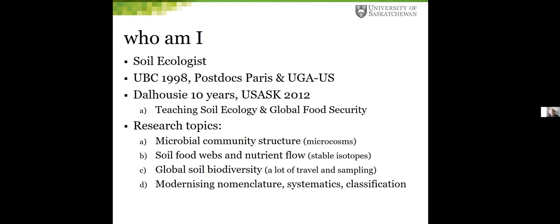Global soil biodiversity. I do a lot of travel and sampling around the world. I'm always going through my colleagues' fridges to look at what kind of new cultures they have. And one of the things I've worked on is to try to figure out how much diversity there is and what kind of diversity we have. And those papers have been well cited. And the other papers that have been very well cited are modernizing the Linnaean methods of nomenclature and systematics with modern things based on phylogenetics that are more suited for our tools today.